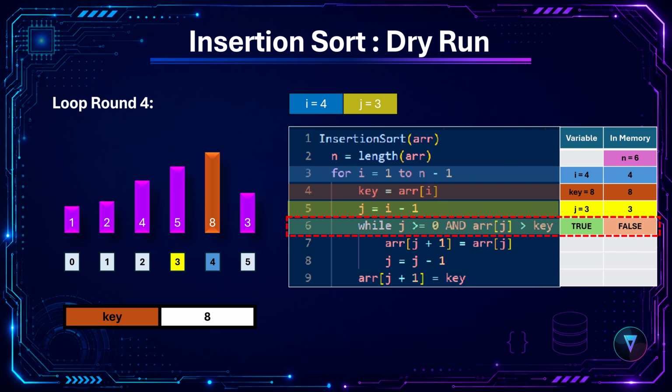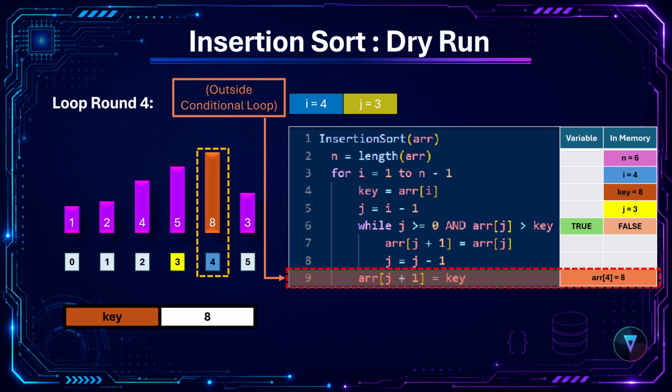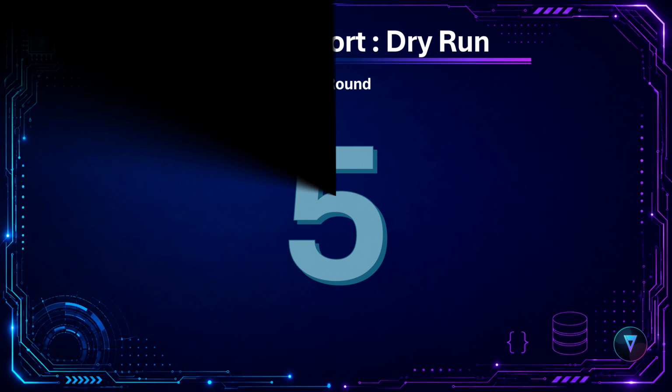Now we move to index 4. The key is 8, and J points to 5. We compare 5 with 8. 5 is not greater than 8, so nothing shifts. So 8 is already in the correct position? That was easy. Exactly. We simply place 8 back where it already was. The array remains 1, 2, 4, 5, 8, 3. Now we enter into loop 5.